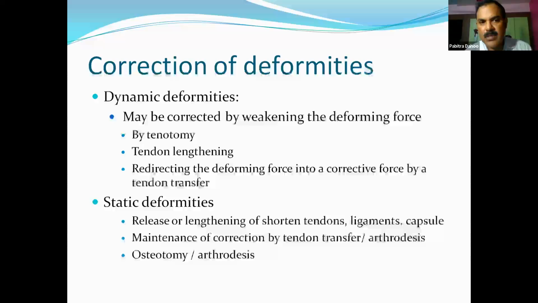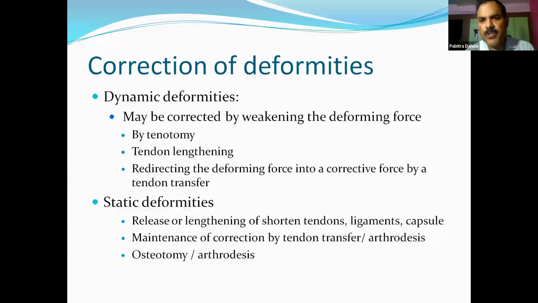So what are the ways? How can you do that? You can use antispastic drugs, injections, to reduce the spasticity on that side, or by surgical means, by tenotomy, or by tendon lengthening, either tenotomy or tendon lengthening or transfer. That will weaken the power by 1 or 2 grades. So that's also a way of reducing the spasticity.